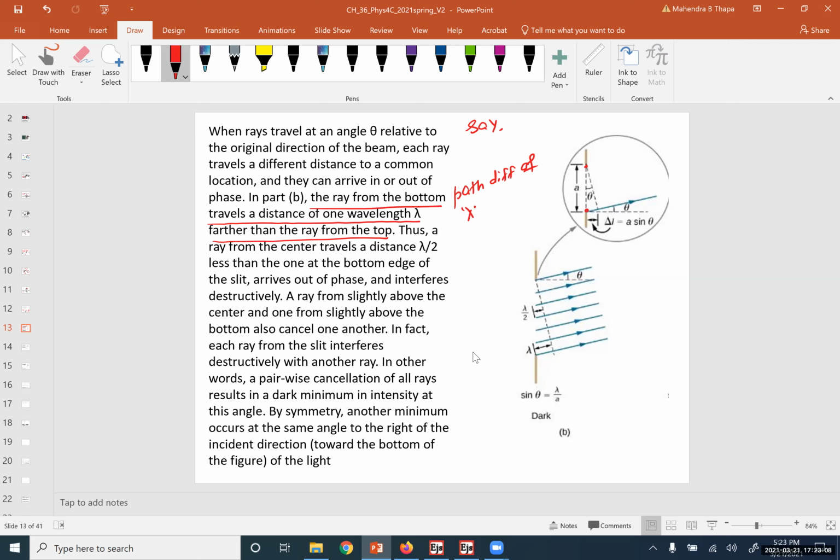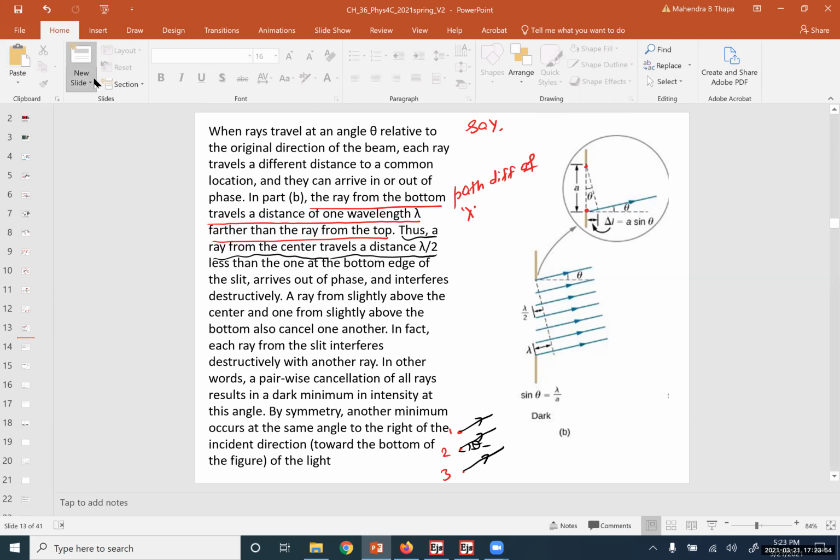In this scenario, say for example, this is the first point, this is the second point, this is the third point. In this case we have to consider the rays not parallel to the axis as before. Now it is making an angle theta with the parallel line. This means a ray from the center travels a distance lambda over 2 less than the point at the bottom edge.